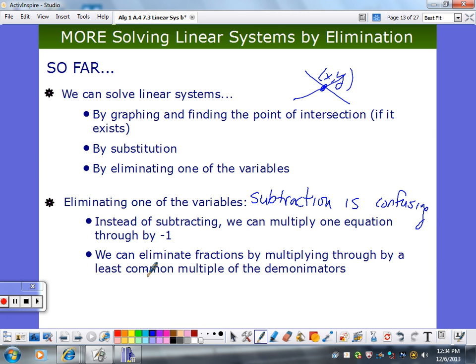We also, pesky fractions are kind of a pain. You can multiply through by the denominator. You may have to do it more than once if you have different denominators in there, or you can look for the least common multiple of the denominators. So we can get rid of fractions to make our lives easier. So now what?